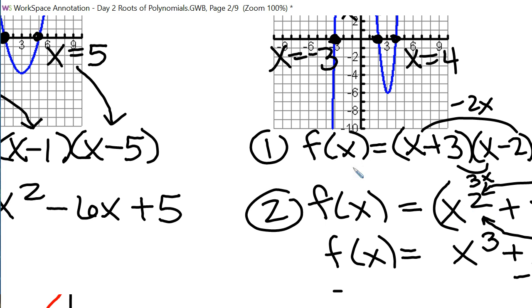And combining the x squared, that gives us negative 3x squared. Combining the x's, that gives us negative 10x. And then our constant is positive 24.